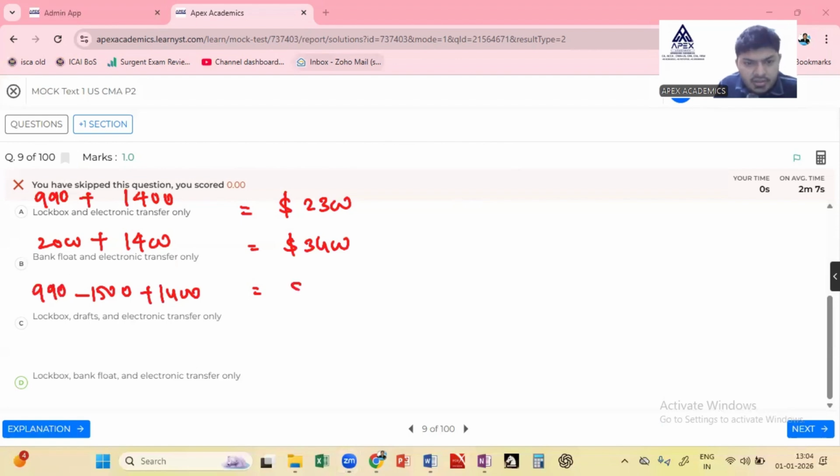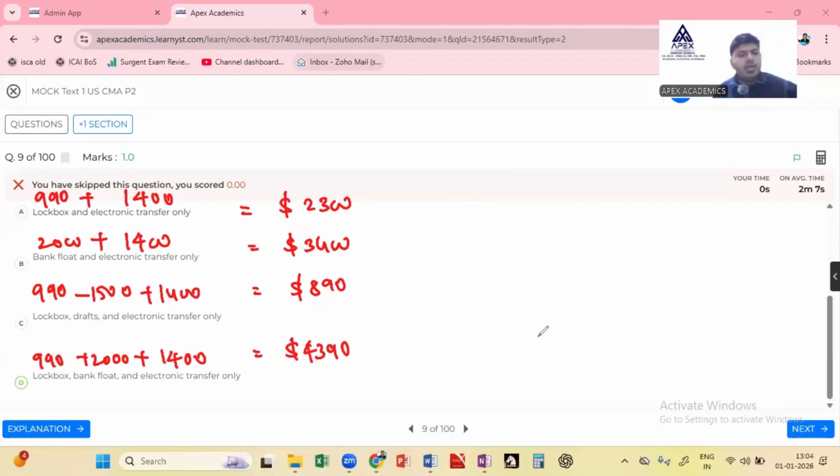So this will be how much? This will be $890. Now fourth option, lockbox 990. Bank float is 2,000. And electronic transfer is 1,400. So 3,400 plus 990. What is my answer? My answer is $4,390.